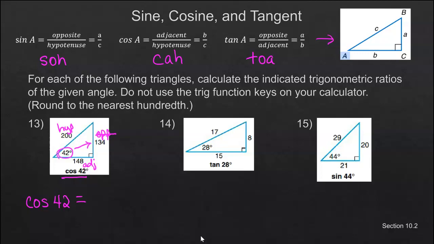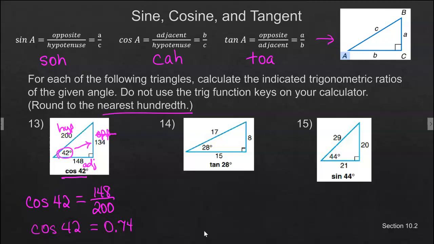Now, we're going to write the numbers given. So we have 148 over 200. And always stop and think about which ratio am I looking at, so that you don't get them mixed up. Like sine's opposite over hypotenuse, but cosine is adjacent over hypotenuse. Now, to get the actual number, we just take 148 divided by 200. So the cosine of 42 is 0.74. We're rounding to the hundredths place there.